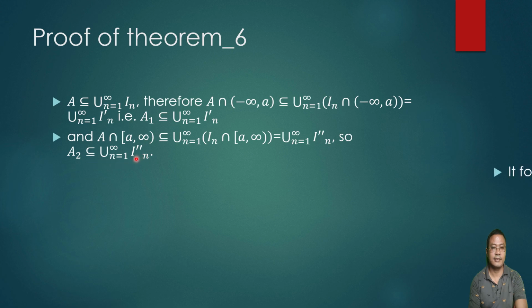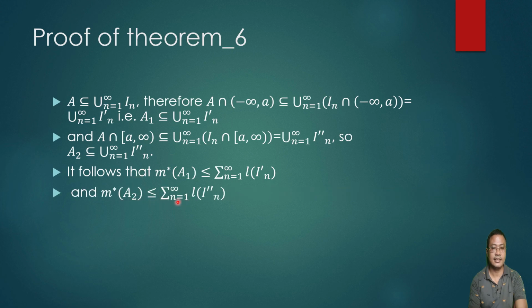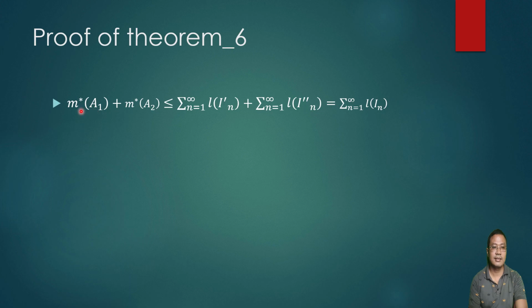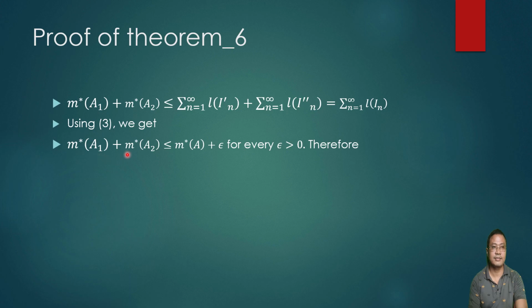So it follows that since A1 is a subset of this one, M star A1 will be less than or equal to the summation over n from 1 to infinity of the length of the interval I_n prime. Similarly you can write this for A2. Then summing up the two inequalities, M star A1 plus M star A2 will be less than or equal to this one, which is exactly equal to the sum of the lengths of the intervals. Using 3 we get M star A1 plus M star A2 less than or equal to M star A plus epsilon, for every epsilon.